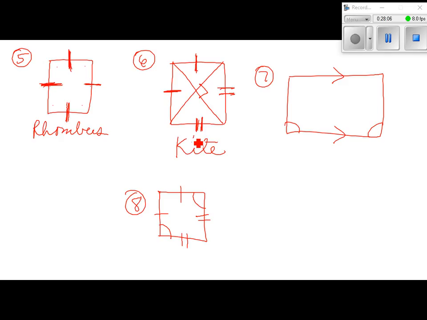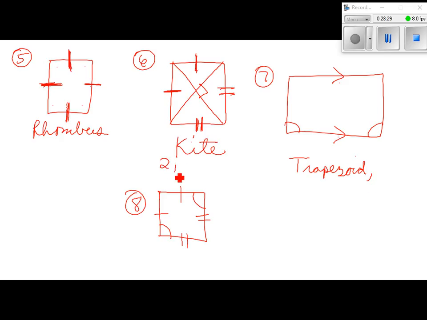Next one, we look at this, we got one pair of parallel sides. As soon as you know you have one pair of parallel sides, then you know it's a trapezoid. And our reason there would be if it has one pair of parallel sides, then it must be a trapezoid. And I should have written the reasons on these others back here. Let's go back to the kite for this.